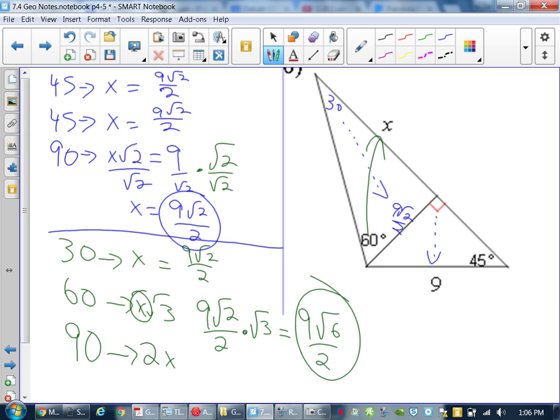No, I know what I did. Yeah, so I multiplied 9 by the square root of 2 instead of divided by the square root of 2. There you go. Keep writing them out. It's a simple thing to screw up.